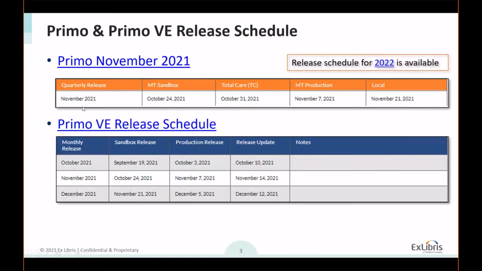In Primo, the rollout of the release is much longer. You can see the multi-tenant production in November 7. Local will get it end of November 21. We already published the release schedule for 2022 for Primo. For Primo VE, it will be published with the Alma release schedule, so expect this to be updated. In this quarter, regarding Primo VE, we are actually dealing with October, November, and December releases. Okay, and we will share updates for all of those.